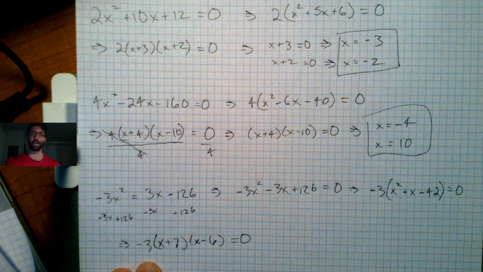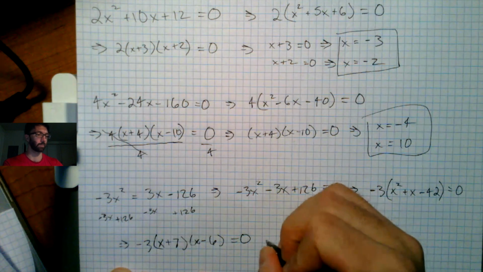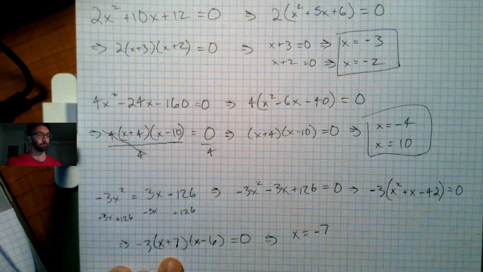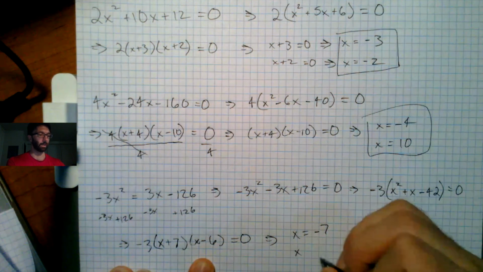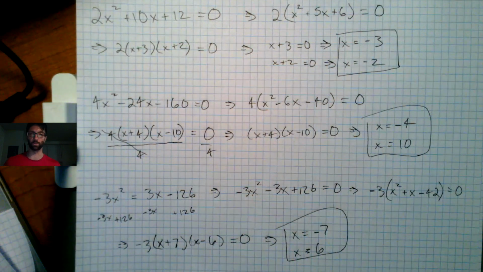And then again, you can divide by negative 3 on both sides if you want, or you can just realize that this doesn't play any role in the zero product property, and so x needs to be -7, or x can be +6 to make this a true equation.